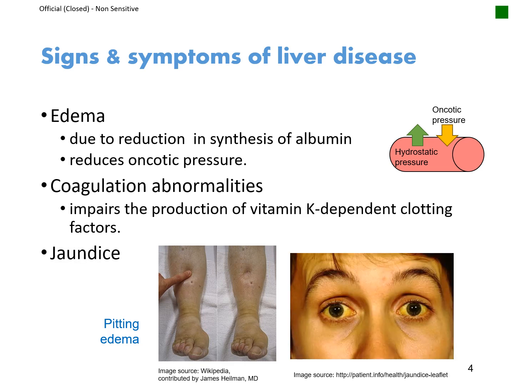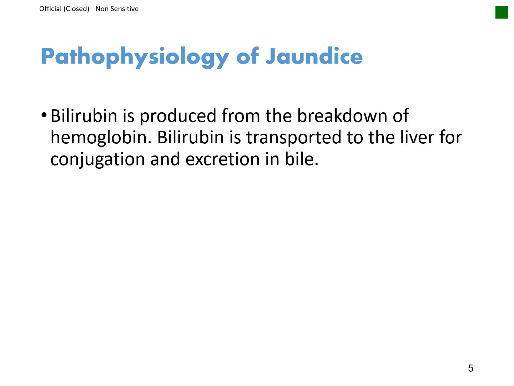Patients with liver disease may also have jaundice, which is the yellowing of the skin and the eyes. Why does liver disease result in jaundice? Normally, our old red blood cells are destroyed by macrophages and hemoglobin from the old red blood cells is released. Hemoglobin is then broken down to bilirubin, which is transported to the liver to be metabolized and excreted in bile.